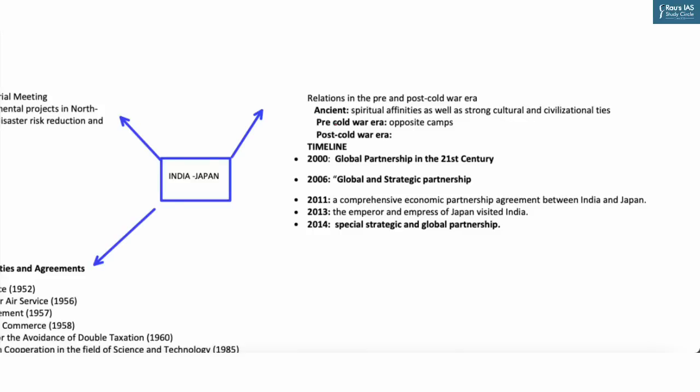Now let's start our session with the history of the Japan and India relationship. It is only in the post-Cold War era that the two countries started reaching out to each other. In fact, there's a stark difference in relations in the pre-Cold War era and the post-Cold War era. The connection between India and Japan has a long history that is built on spiritual affinities as well as strong cultural and civilizational ties that date back to the visit of the Indian monk Bodhisena in 752 AD.